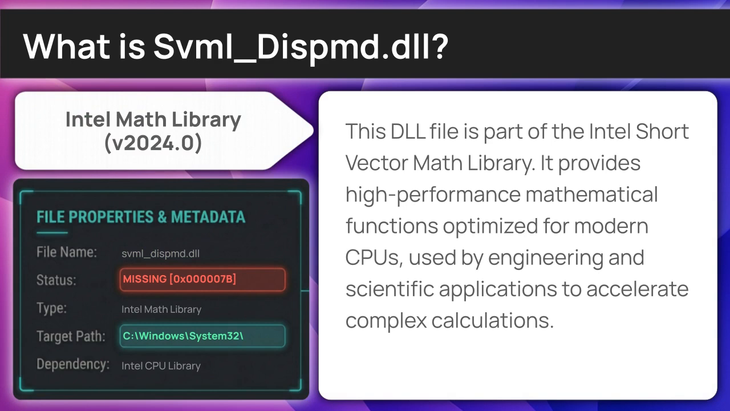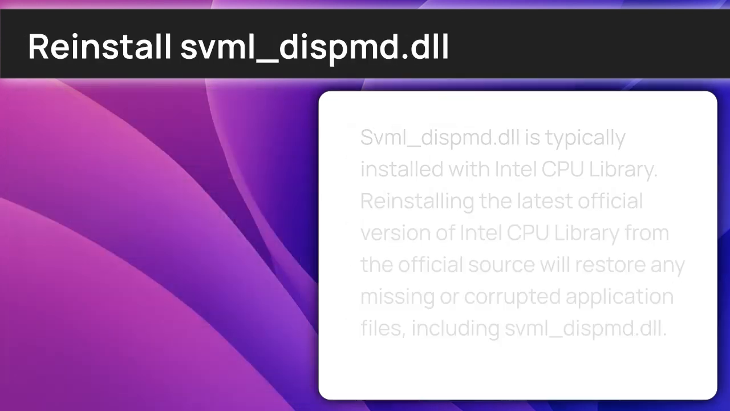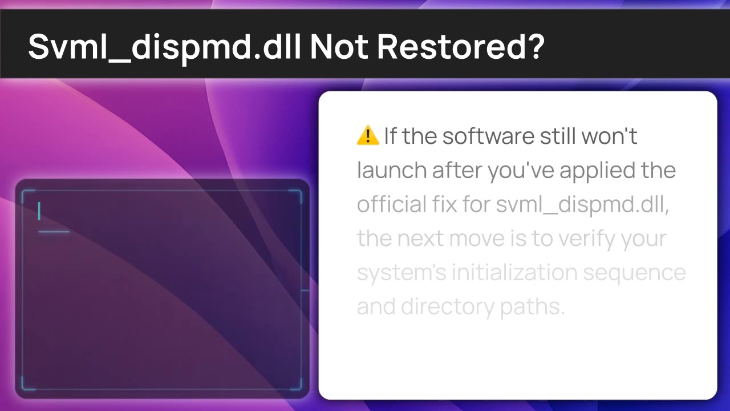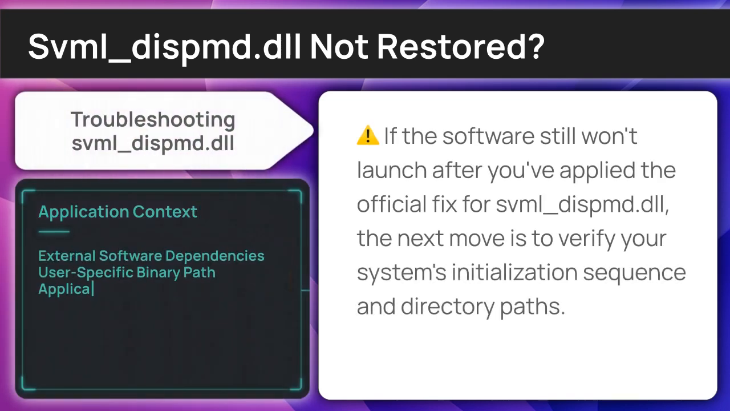Let's transition to the solution, starting with the official Microsoft redistributable. This issue is commonly caused by a broken Intel CPU library installation. Reinstall the latest version of Intel CPU library from the official website to replace the SVML dispmd DLL and related files. If you are still encountering the error after following the official setup, it's time to investigate the underlying system architecture.